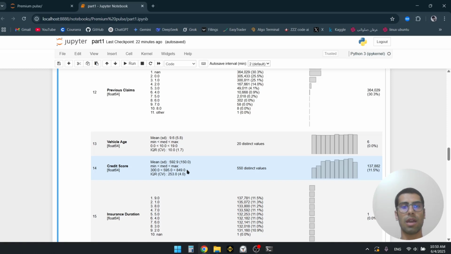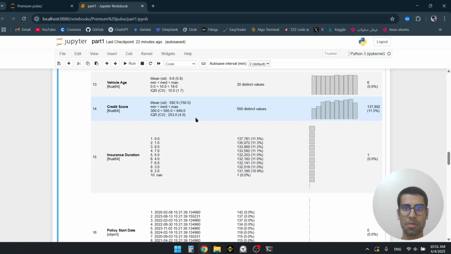Credit score, a continuous feature, minimum is 300 and the maximum is 849. 11% of data went missing. That's okay.